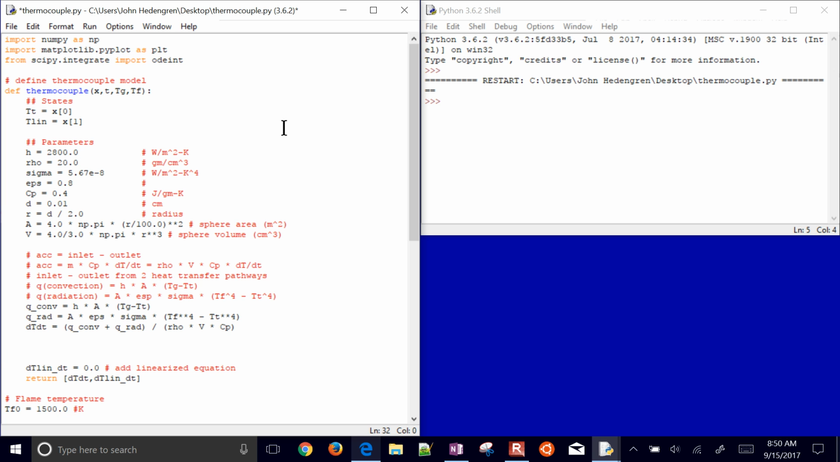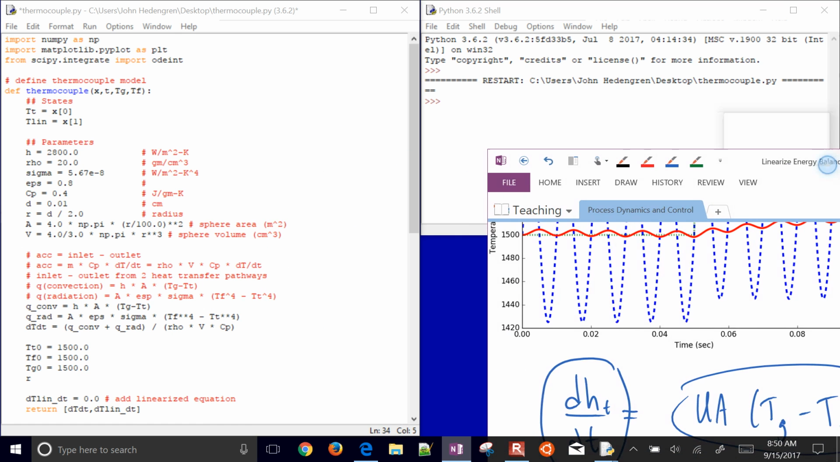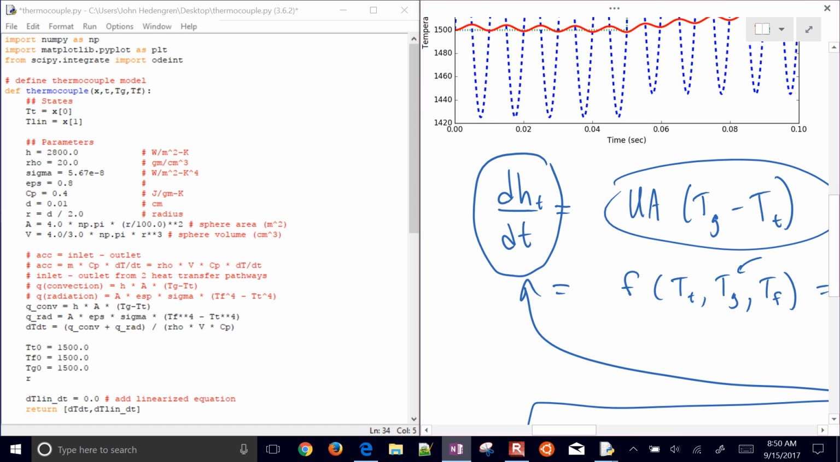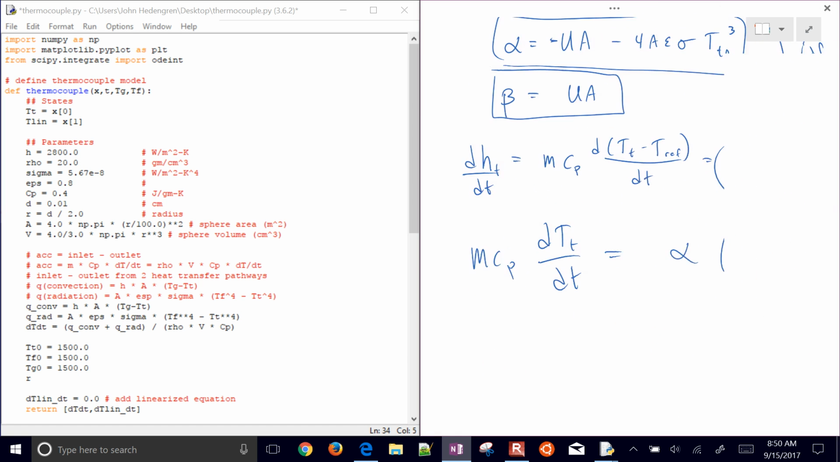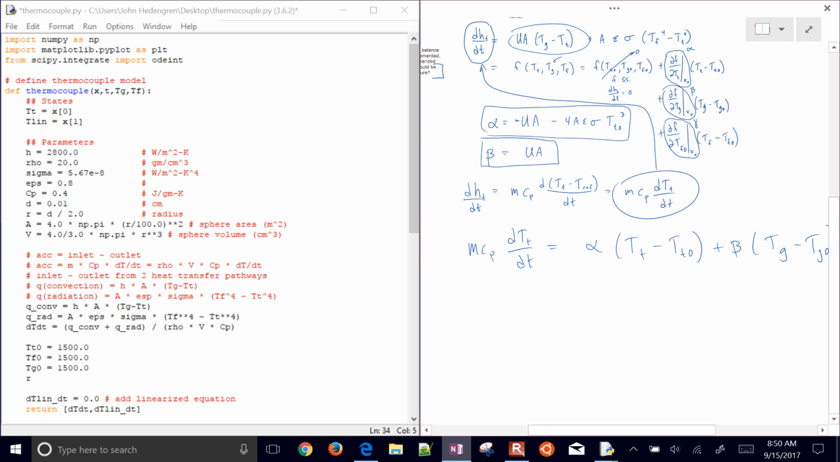We're just going to add in the initial steady state values. Okay, so this is going to be 1500 for all of them. Flame temperature, for the thermocouple temperature, and the gas temperature. Those are all at 1500 degrees Kelvin. Okay, and then I'm going to have this term on the left. That's going to be my denominator. Let me go ahead and bring this up just so you can see this at the same time. And okay, let's get my alpha and my beta values here.